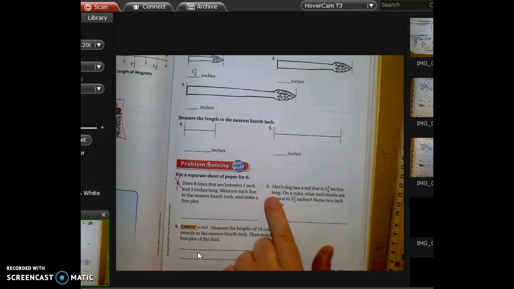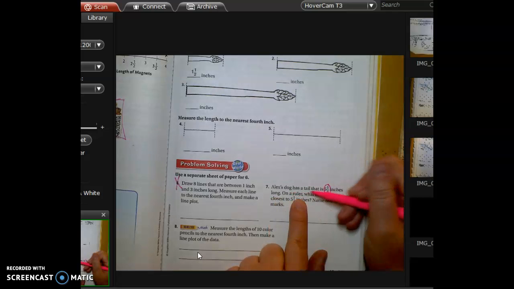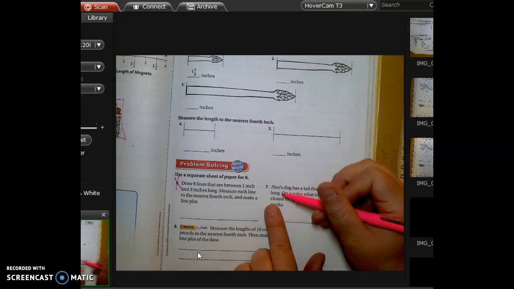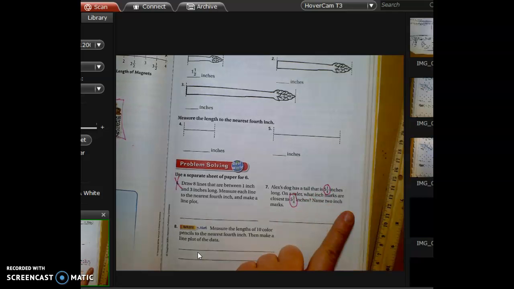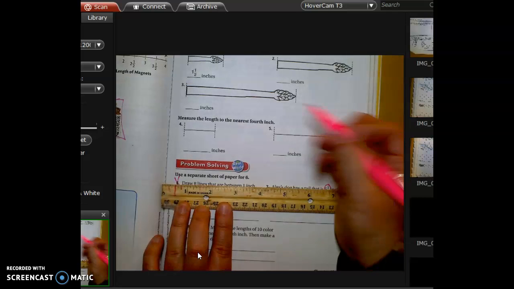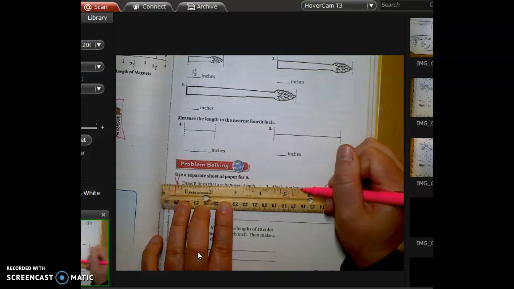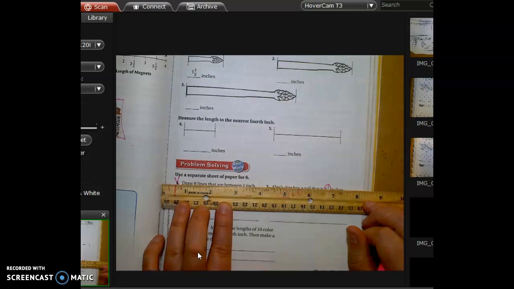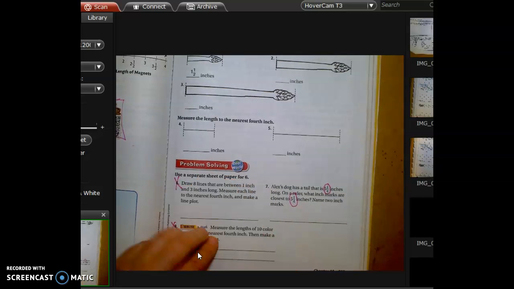Okay? Number 7. Alex's dog has a tail that is 5 1/4 inches long. On a ruler, what inch marks are closest to 5 1/4? Name 2 inch marks. So you're going to look at your ruler. You're at 5 1/4. So you're going to think about what would be over here and what would be over here. Cross out number 8. Going to the back side.